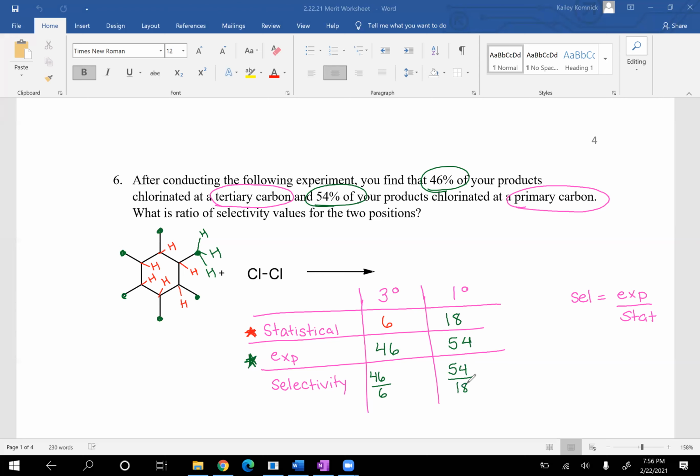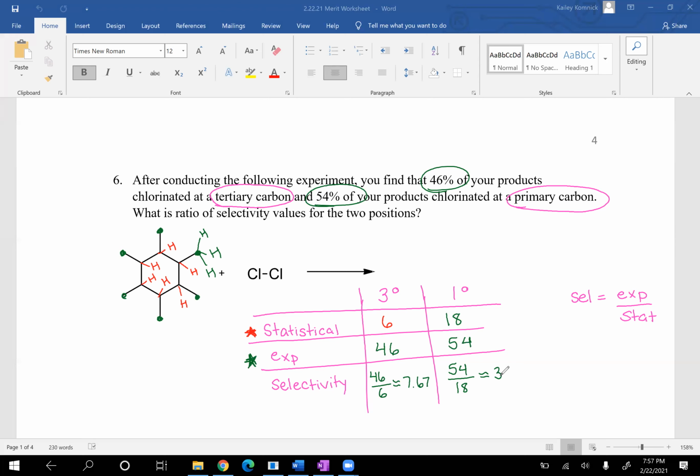I definitely cannot do this in my head, so we're going to pull out a calculator and do some math. We're going to take 46 divided by 6. In this case, we're going to get approximately 7.67 as our selectivity. Over here, we're going to get approximately 3, which is good.